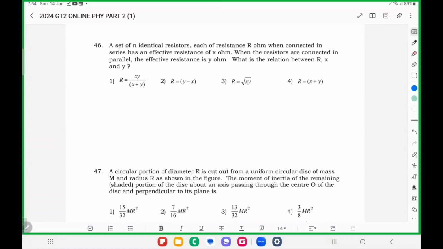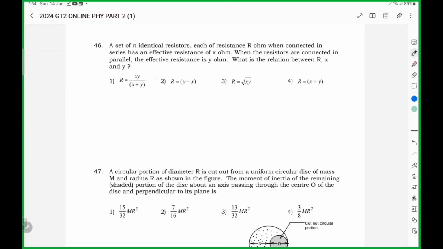So here, n identical resistors. Let R be the resistance of each resistor. When they are connected in series, R effective will be R plus R plus R, since all are identical, which is nR.